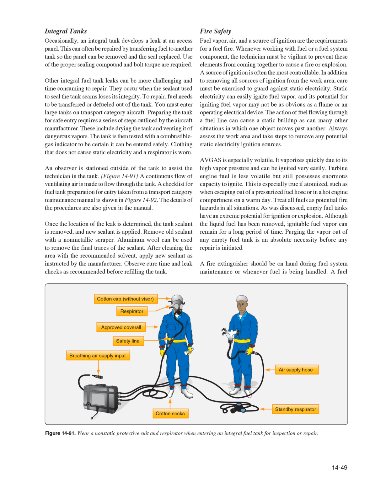Integral tanks. Occasionally, an integral tank develops a leak at an access panel. This can often be repaired by transferring fuel to another tank so the panel can be removed and the seal replaced. Use of the proper sealing compound and bolt torque are required.